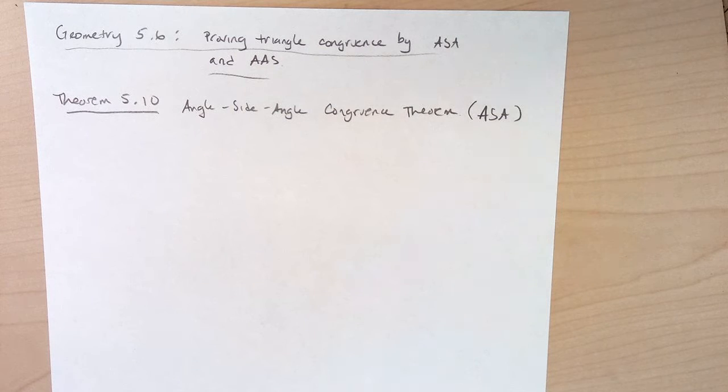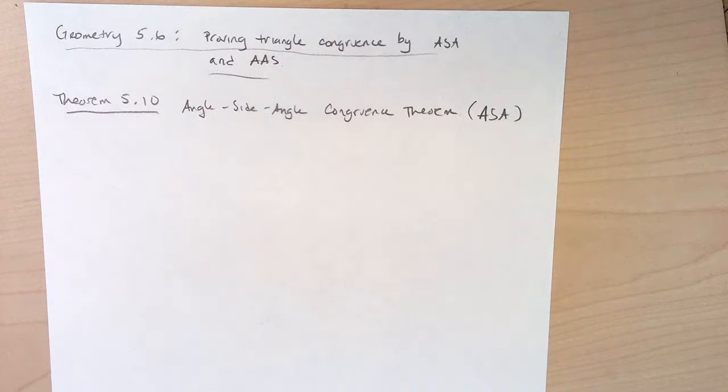This is Geometry 5.6. Today we'll be going over proving triangles congruent by ASA and AAS. Just a quick review on the other ways that you can prove that triangles are congruent that we already covered in Chapter 5. One of them is side-side-side, or SSS. Another is hypotenuse leg, or HL. The other is side-angle-side, or SAS.